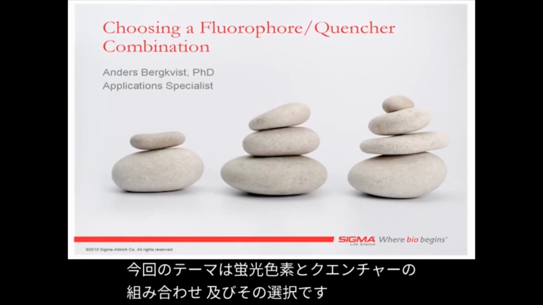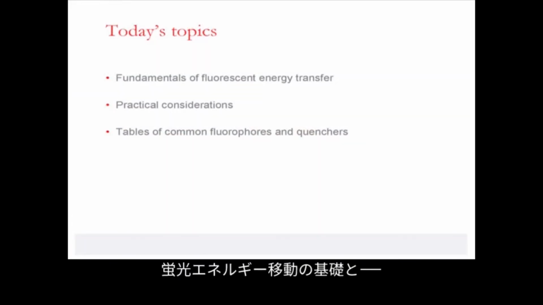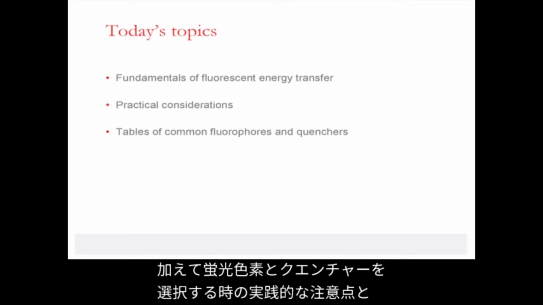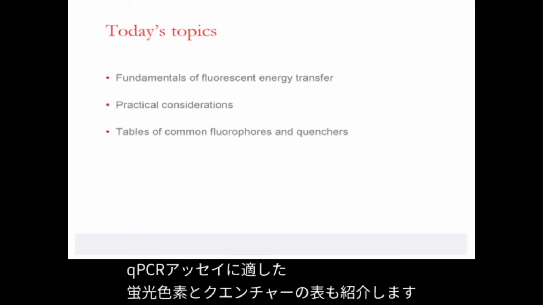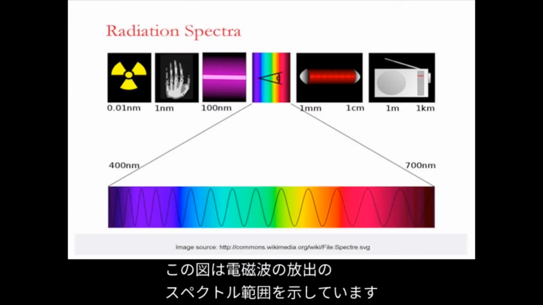Today's topic is on choosing fluorophore quencher combinations. My name is Anders Bergqvist. I will talk a little bit about the fundamentals of fluorescent energy transfer and how it's influenced by the molecular structures of the fluorophore dyes and quenchers. I will talk some about practical considerations for choosing fluorophores and quenchers and include tables of common fluorophores and quenchers suitable for qPCR assays.